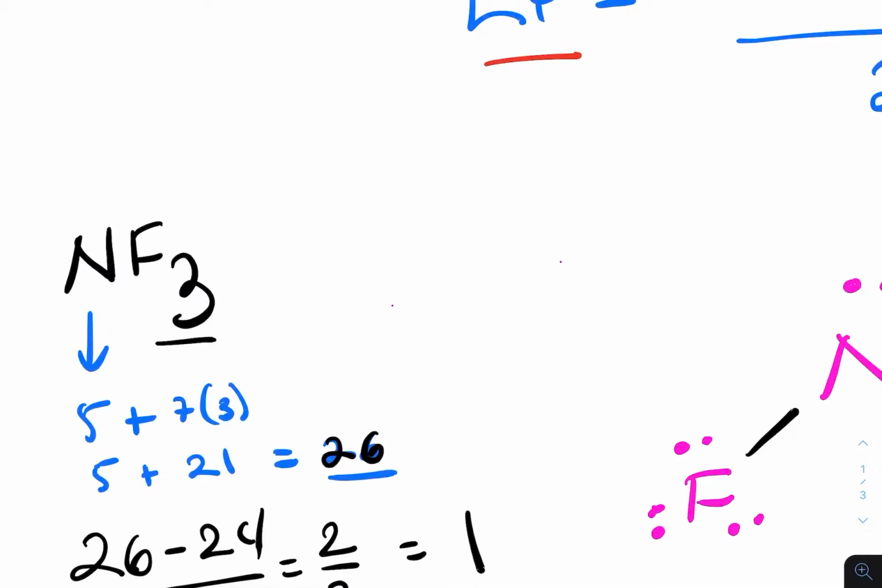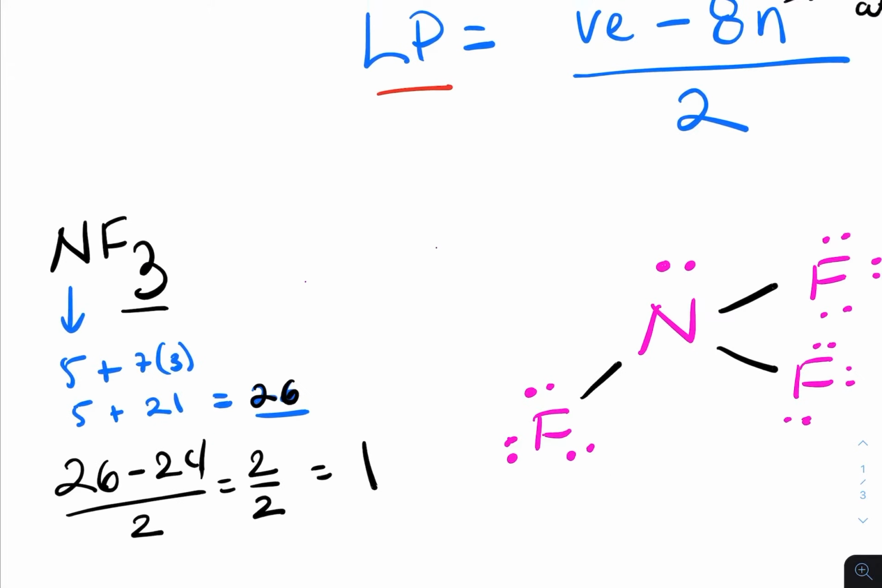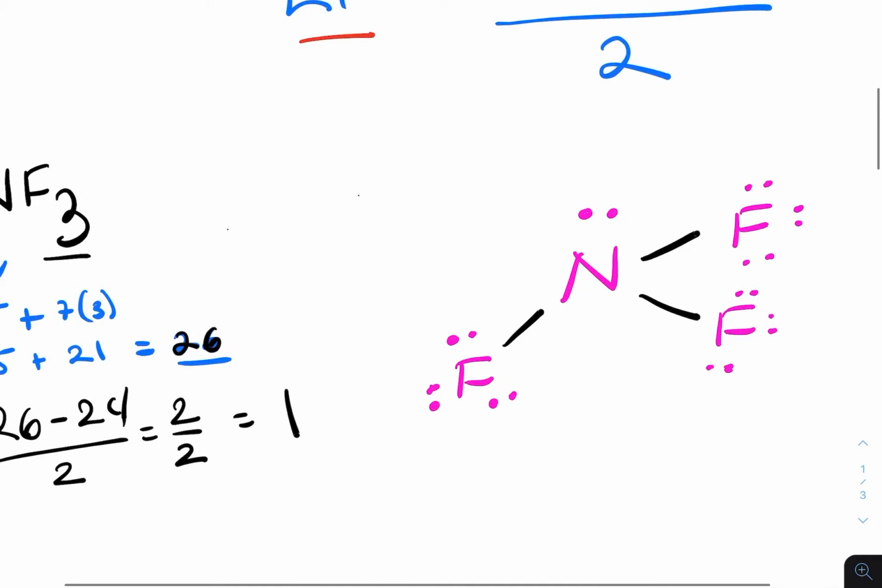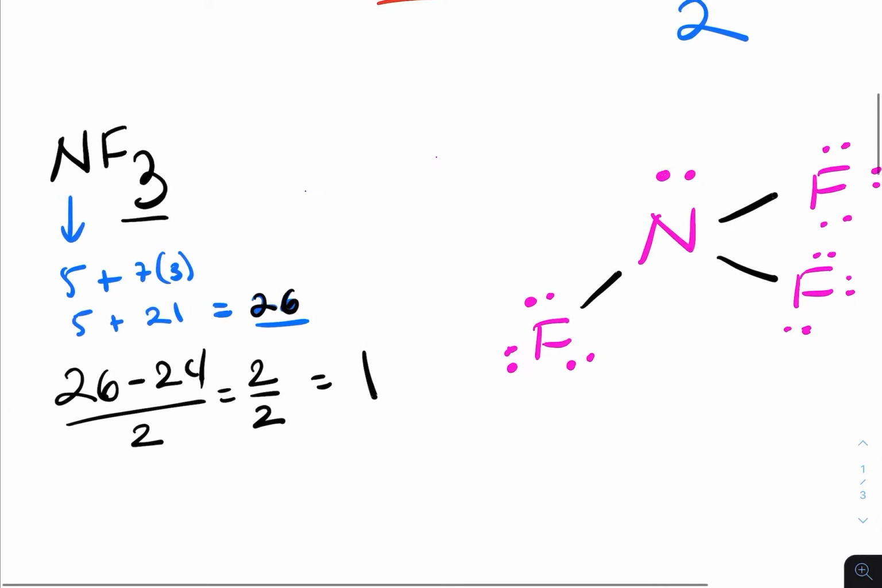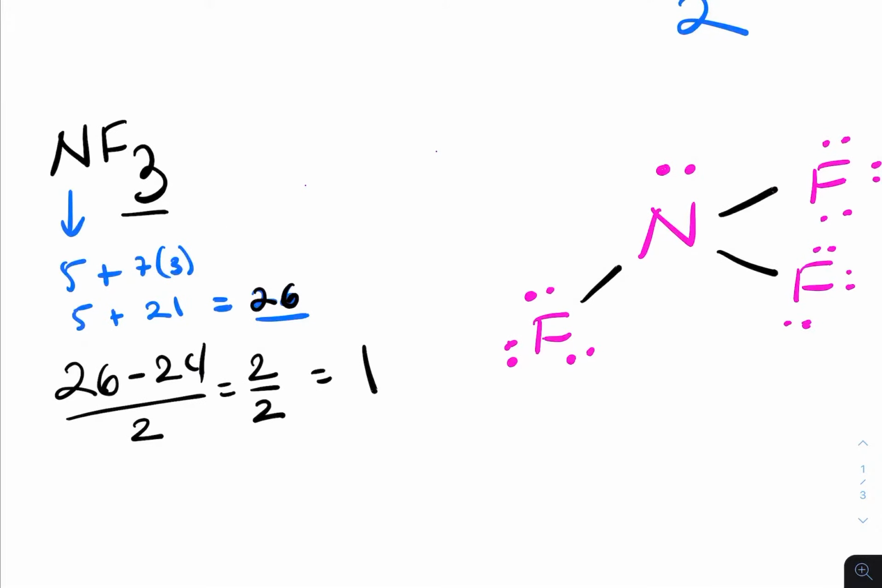And you can tell just by looking at the molecule how many atoms the central atom is connected to. So NF3, we know it would look something like this. There are 3 atoms connected to the central atom. So 1, 2, 3. So 8 times 3 is 24. So 26 minus 24 is 2. Over 2 is 1. So this number is telling us the number of lone pairs on the central atom. So let's do one from scratch.